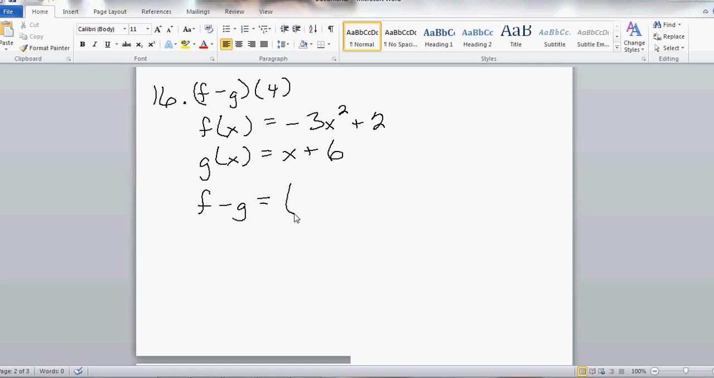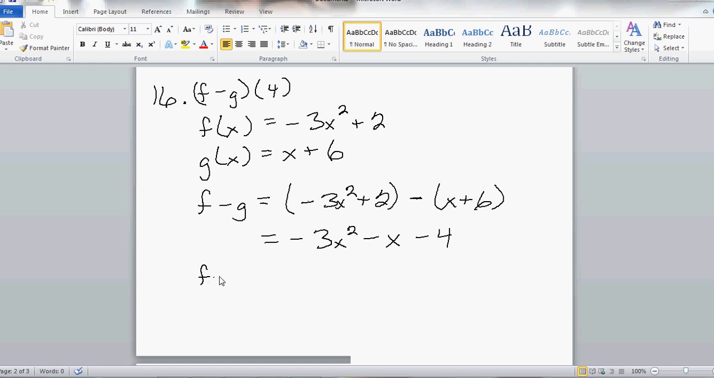f minus g would be, once again, negative 3x squared plus 2, I'm putting that inside a set of parentheses, minus x plus 6 inside a set of parentheses, and this equals negative 3x squared minus x minus 4 when it's all simplified. And so now all we have to do is find out what is f minus g of 4. Well, that simply means plug in 4 in for x everywhere.